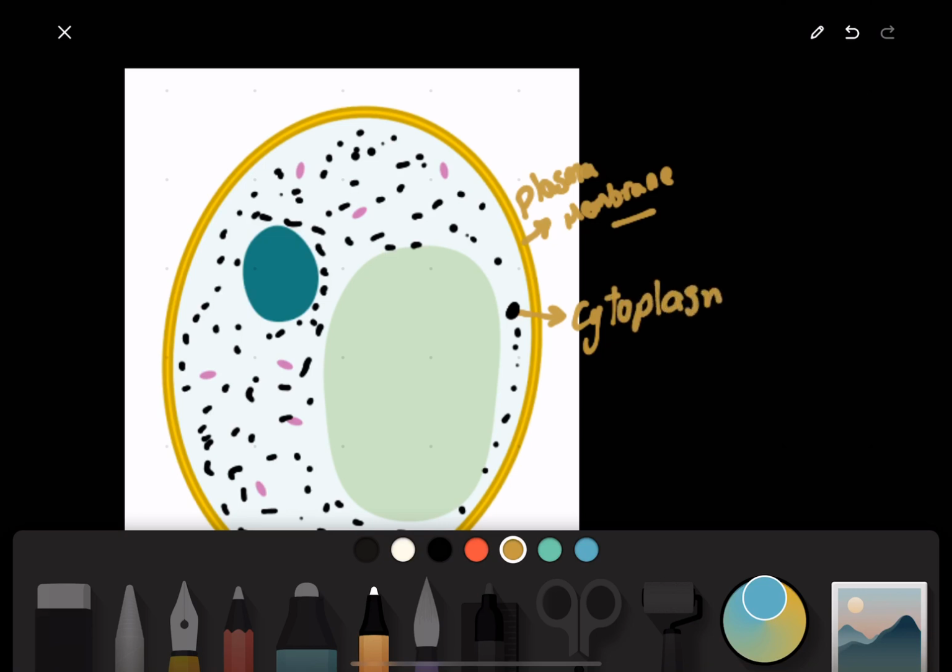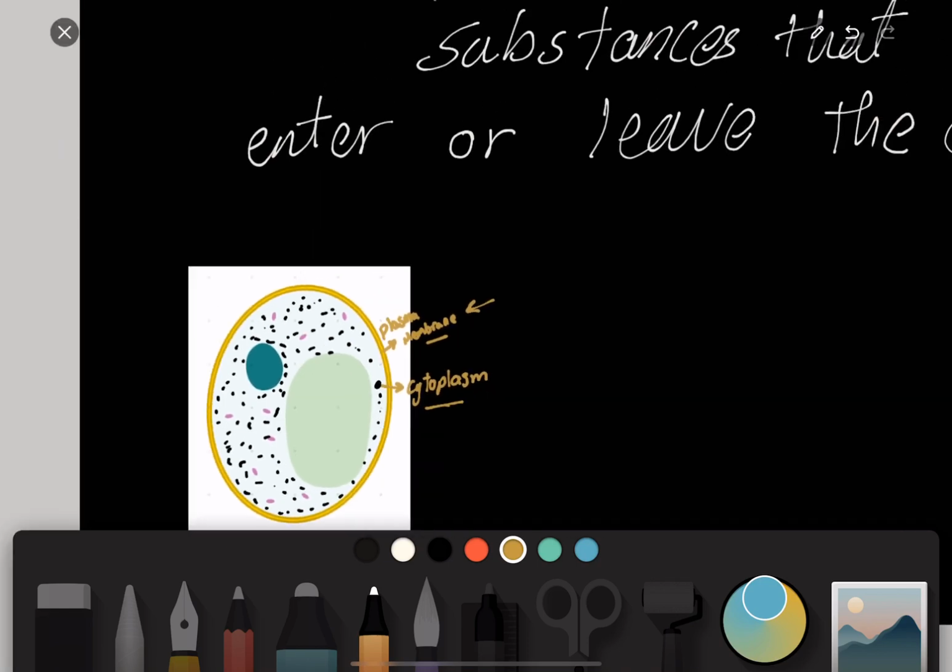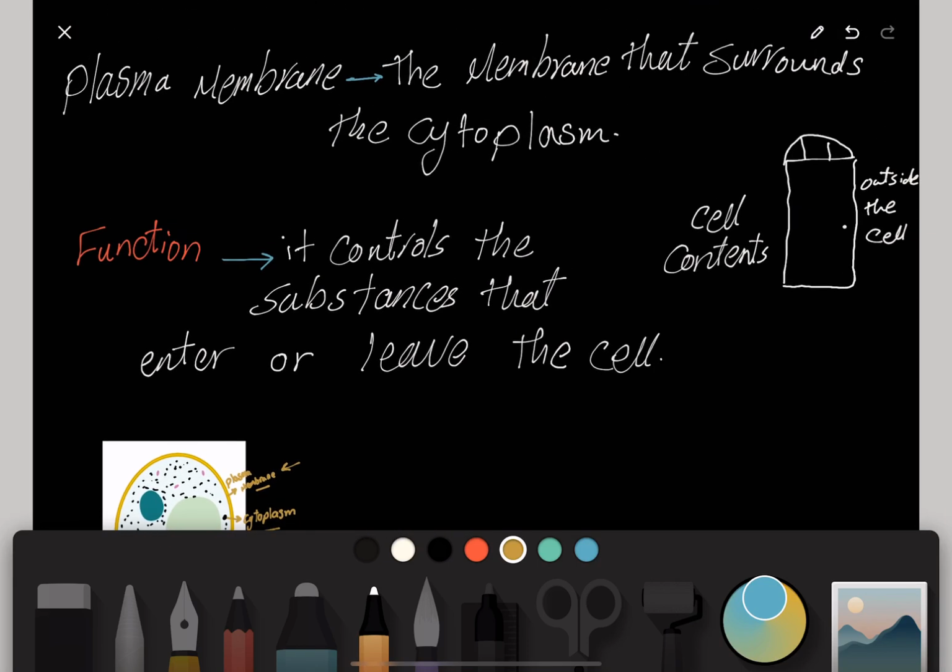So as you see in this picture, the plasma membrane is the membrane that surrounds the cytoplasm. What is the function of the plasma membrane? The plasma membrane controls the substances that enter or leave the cell.